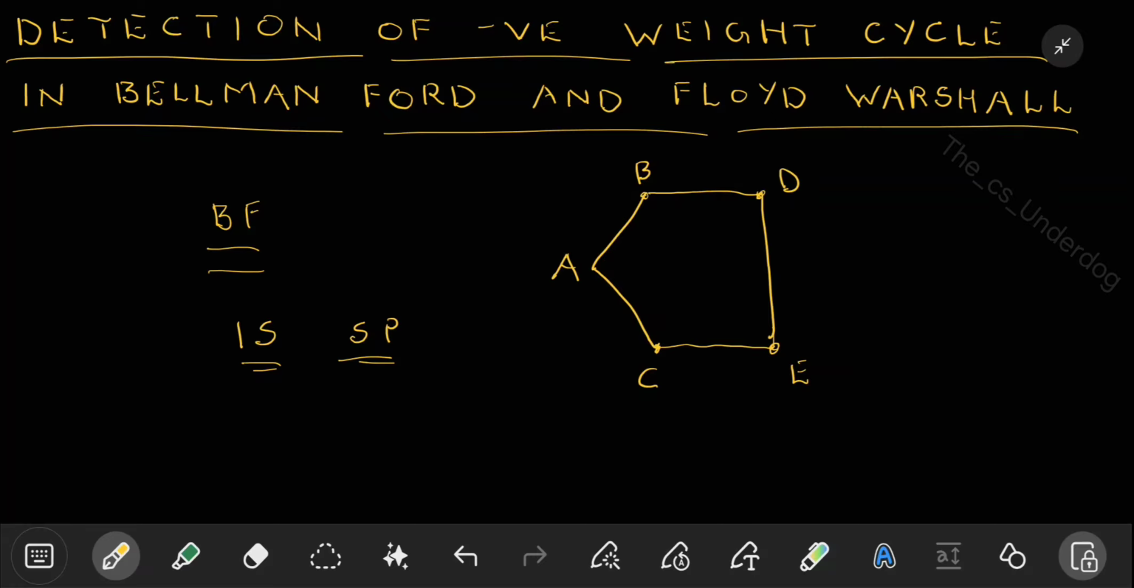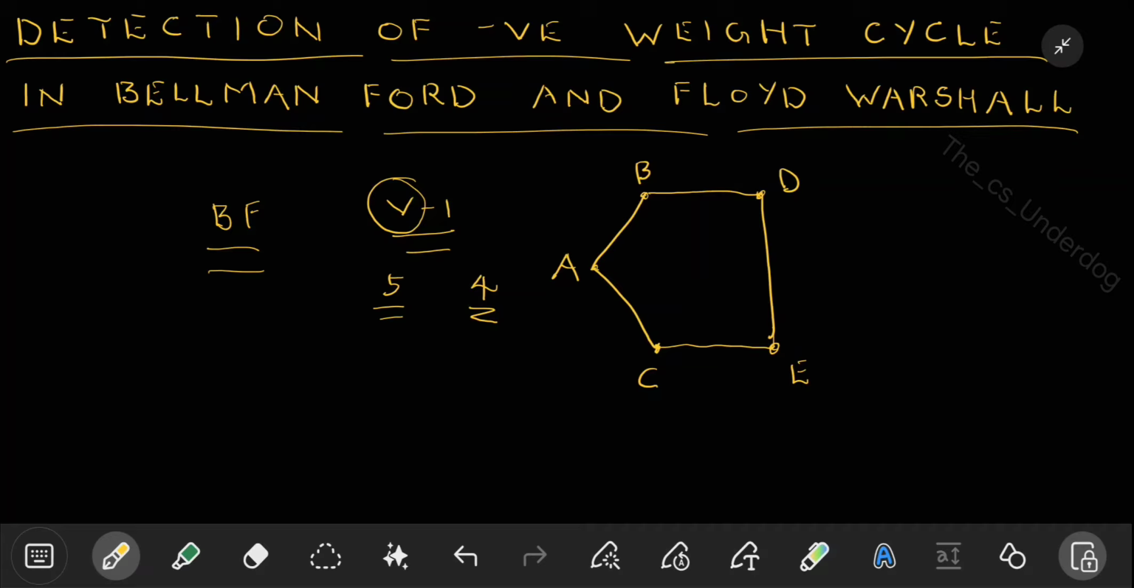In case of this graph, how will you apply the Bellman Ford algorithm? You have to relax all the edges V minus 1 times. What is V here? V is the number of vertices. In this case, you have 5 vertices, which means you have to relax all the edges 4 times.